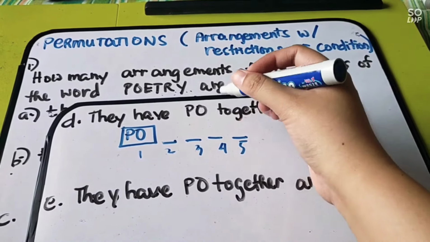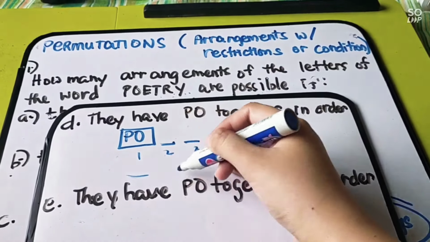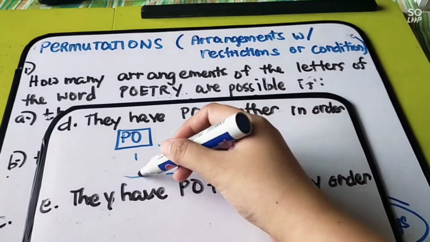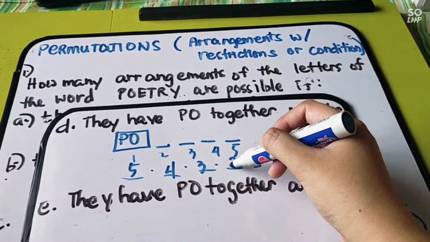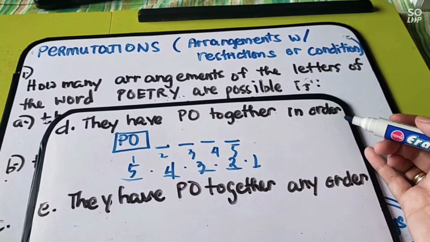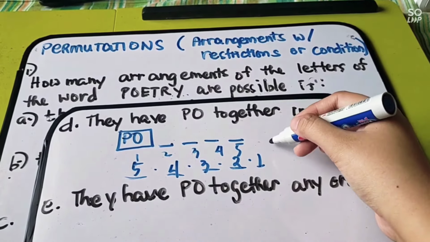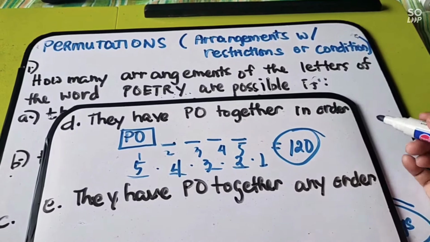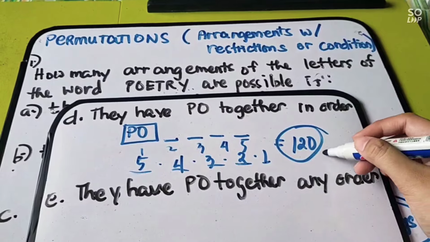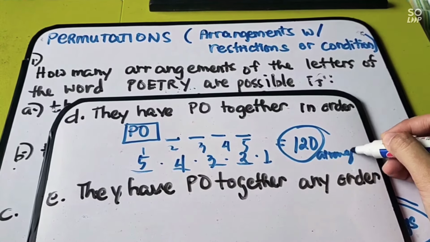So, since 5 objects is that, so in every object, pwede kang magkaroon ng 5 times 4 times 3 times 2 times 1. Naintindihan? So, ang sagot dito is 120. Ayun na yan. 120 arrangement.